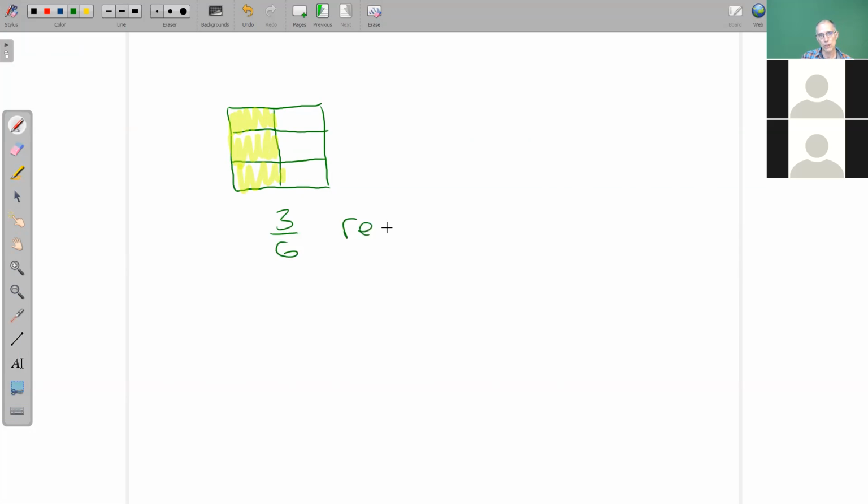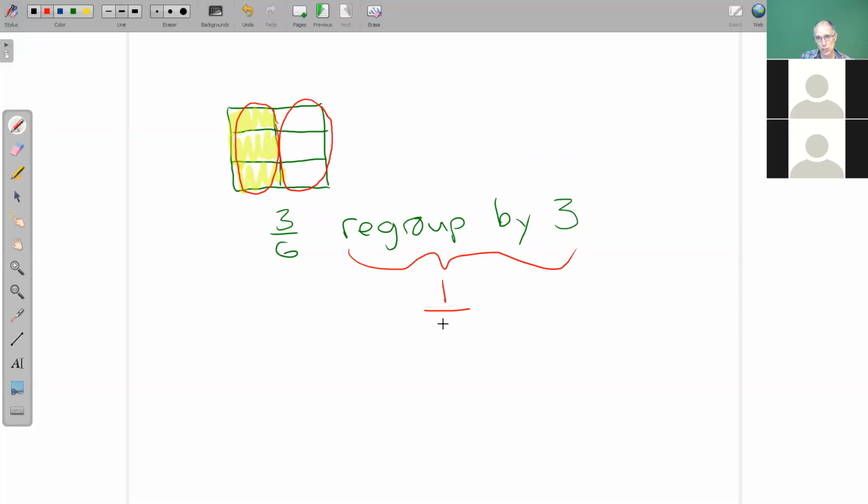What I can do is I can regroup in this picture by looking for common size groups. And in this case, I'm seeing groups of 3 here. So for example, I have a group of 3 here, and I have another group of 3 here. So if I look at groups of 3, right, then I see, well, 1 out of these 2 groups of 3 is shaded. And think about regrouping. Where have we done regrouping or looking for groups before? What operation is that mathematically?